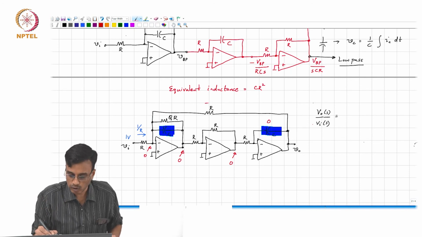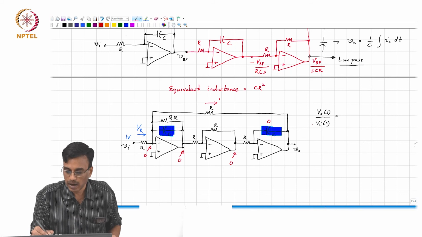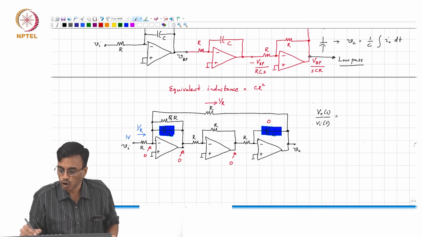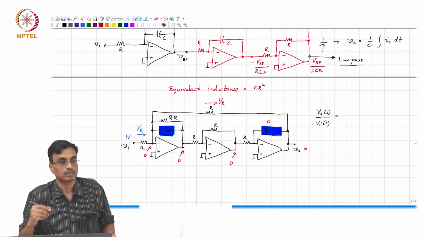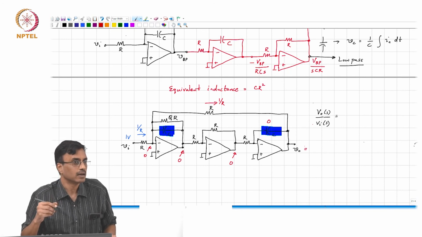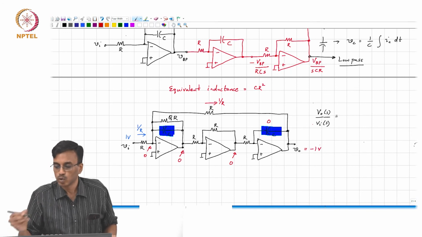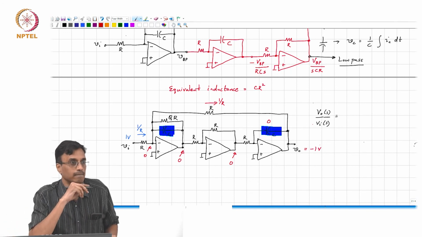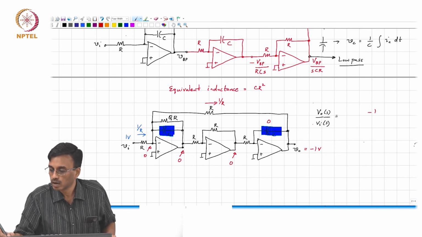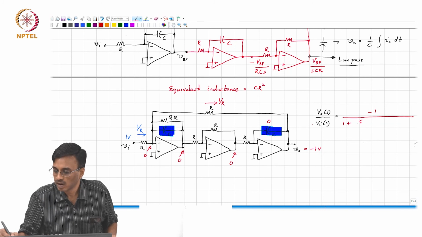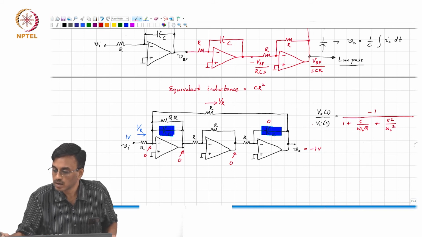So all this 1 by R current therefore flows through which resistor? The feedback resistor on the top. So that's 1 by R. If you put 1 volt here, what is the output voltage at DC? Minus 1. So what is the DC gain? Minus 1, divided by 1 plus S by omega naught Q plus S square by omega naught square.